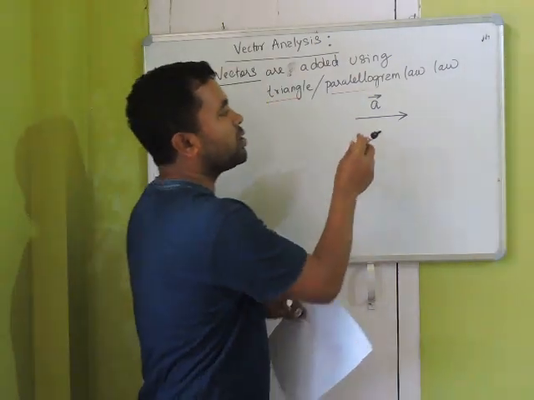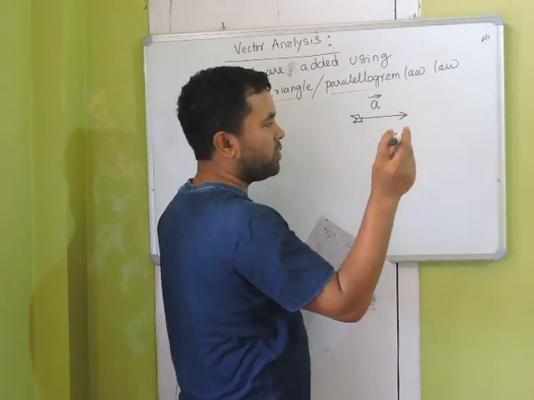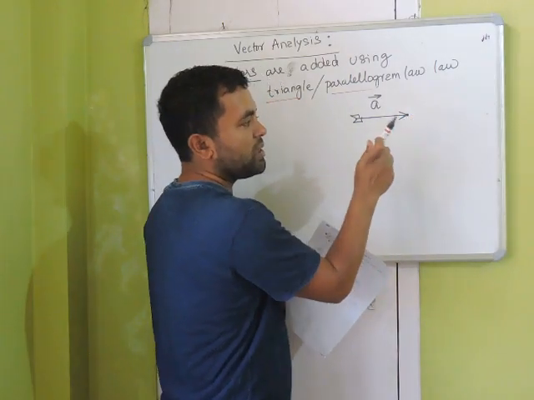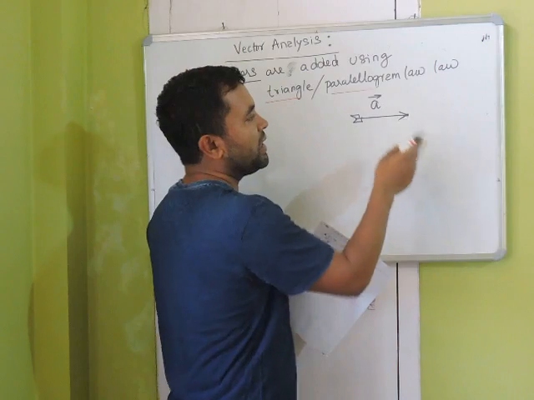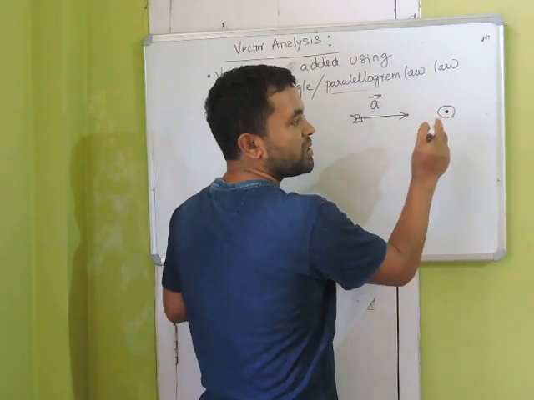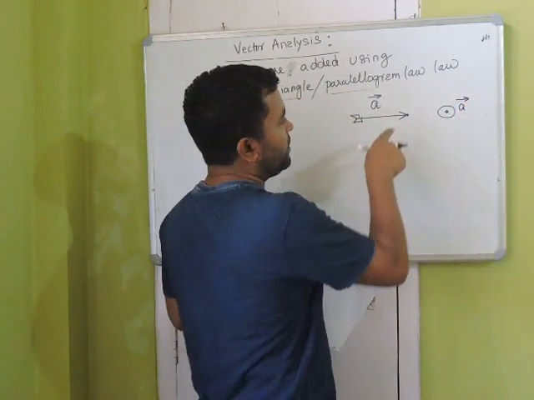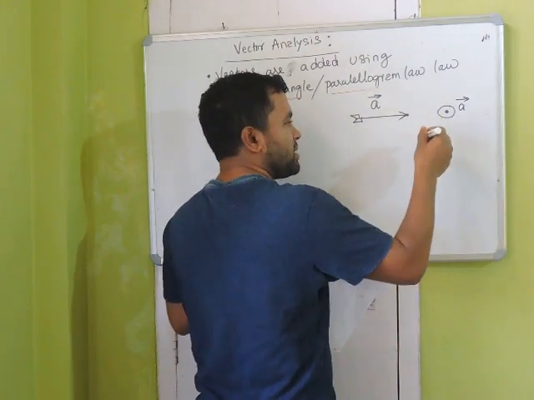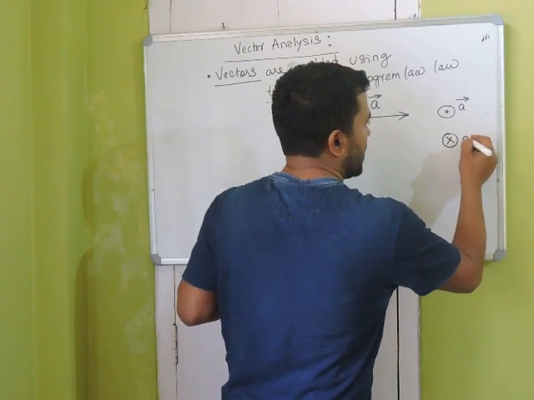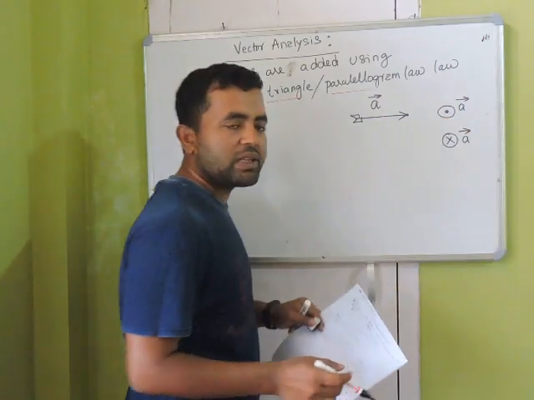Since a vector is an arrow, if it is coming towards you, you will see the tip, right? So this symbol, a dot, means the tip of the arrow, meaning the vector is coming out. If this vector is going inside, then you will see the cross part, the back part. So this cross means the vector is going inside, and the dot means it is coming out.